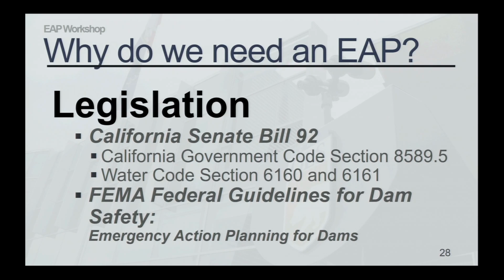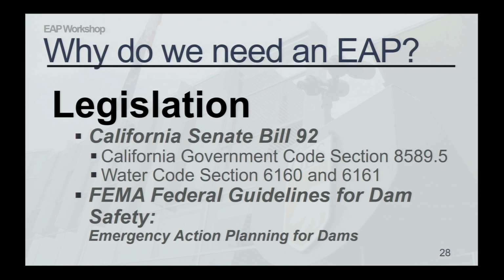So I understand that. There are two guiding documents for an EAP. It's California Senate Bill 92, which you might have heard referred to as SB 92, and also federal regulations, and that is FEMA's Federal Guidelines for Dam Safety Emergency Action Planning for Dams. I would like to highlight some portions of the Government Code Section 8589.5 for you, since I doubt any of you want to go home and read through the legislation. I'm going to give you the Cliff Notes.